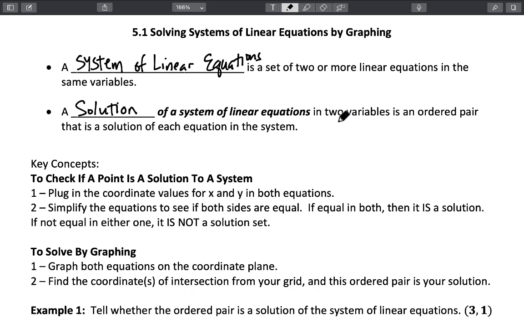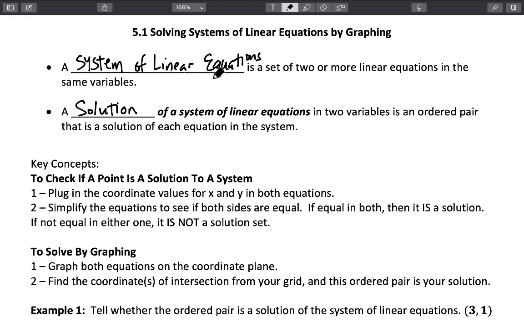Welcome to Unit 5. This is Section 1, and today we're going to start off by talking about solving systems of linear equations. If you recall from our previous unit, we looked a lot at writing equations of lines and linear functions and also their graphs. Now we are going to graph a system of linear equations and find its solution.